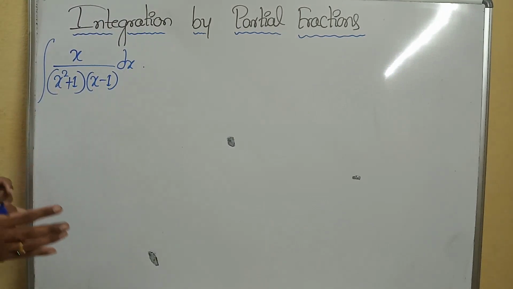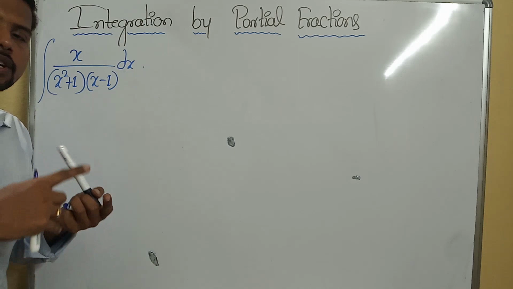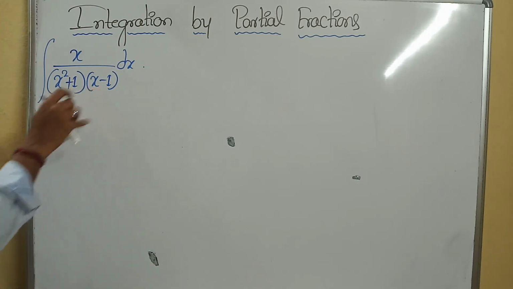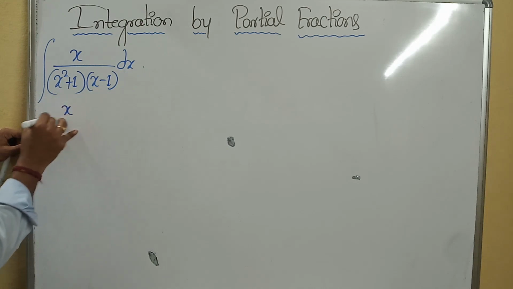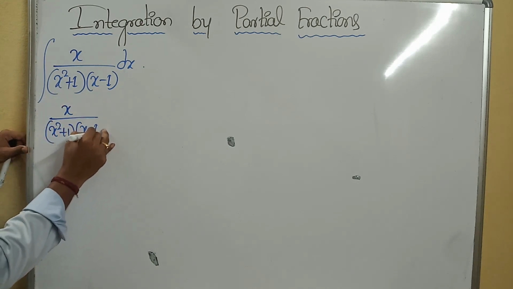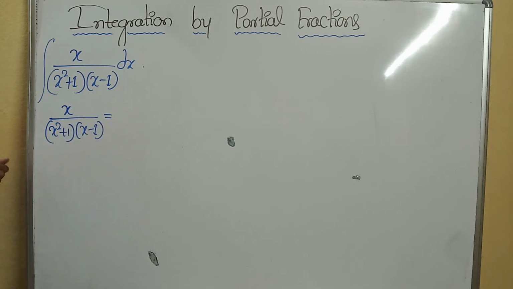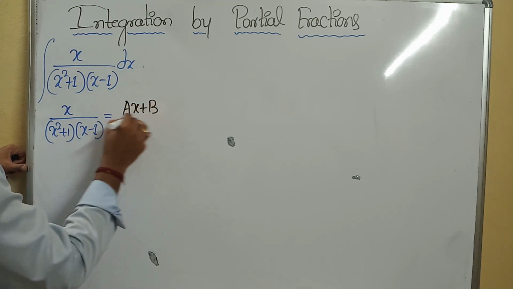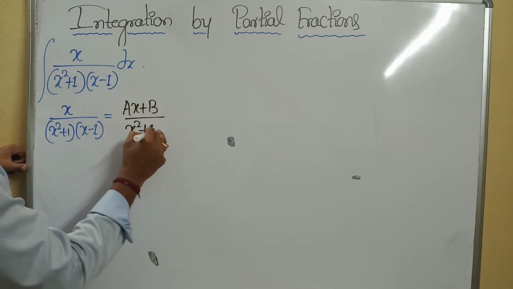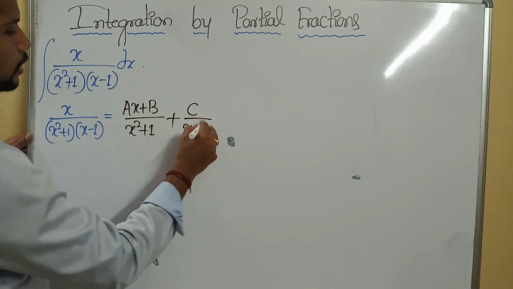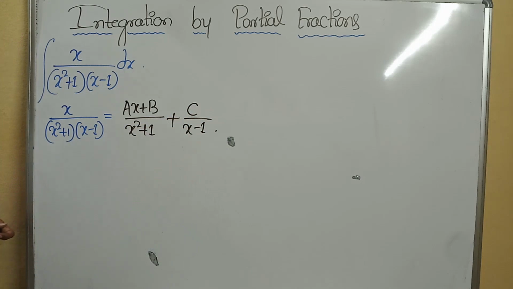In the last part, one is proper fraction, other one is improper fraction. In this one, it is irreducible quadratic with a linear. First of all, I'd like to write x divided by x square plus 1 into x minus 1. Got it? It will be, if x square plus 1 is an irreducible quadratic, means I had to define two constants, ax plus b divided by x square plus 1 plus x minus 1 is linear, that's why c divided by x minus 1. Getting my point clearly?